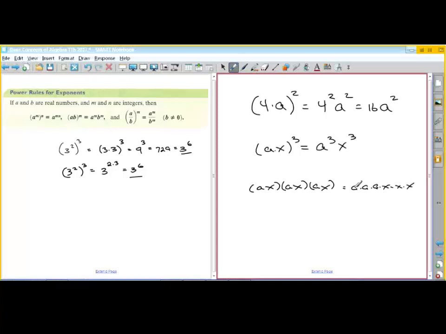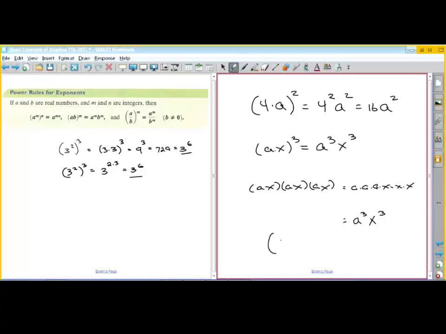Doesn't matter when you have multiplication. It doesn't matter which order you multiply them together. So I can move these around any way I want, and I'm going to put all the a's in the front, and I'm going to put all the x's at the end. And then you can see that I can write those in exponential notation as a shortcut. So I have a to the 3rd power times x to the 3rd power. So that's why the rule works.